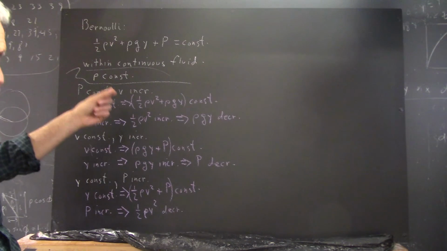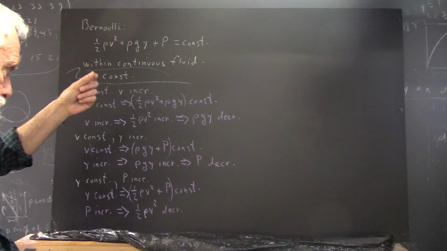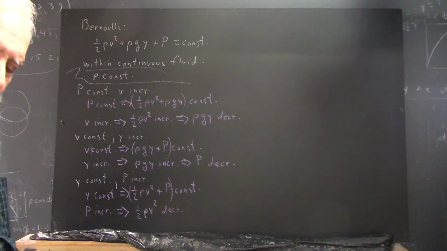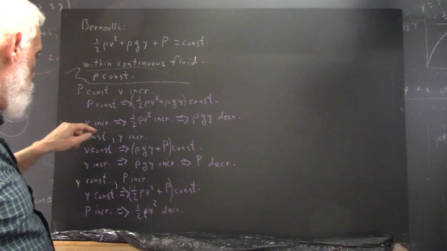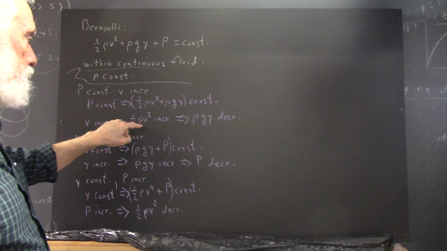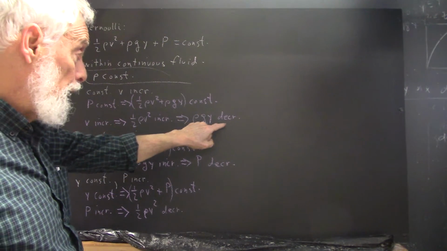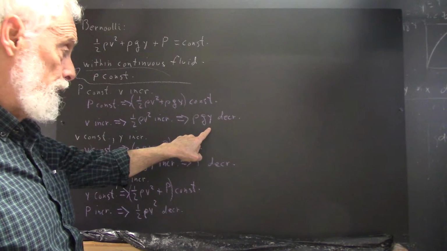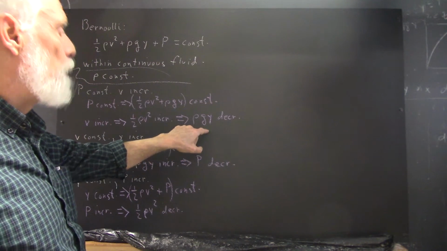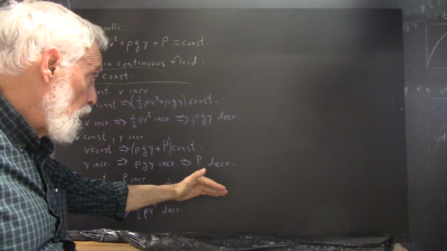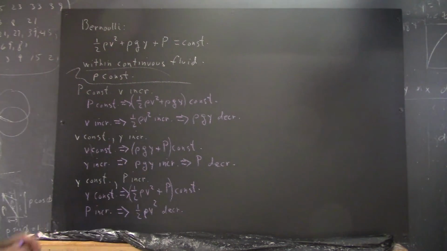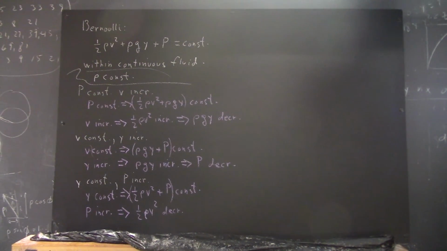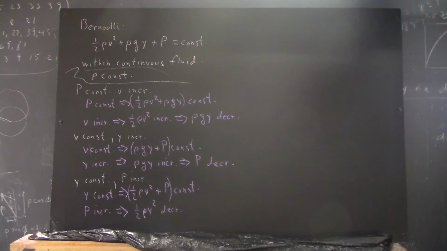Up here, if v increases, that means that rho gy has to decrease, which means that y has to decrease. Now, if y decreases, that means you got to go lower. Okay, you're lower in the fluid. And again, we need to see how that works out in a number of specific circumstances. And we will do that a little bit later.